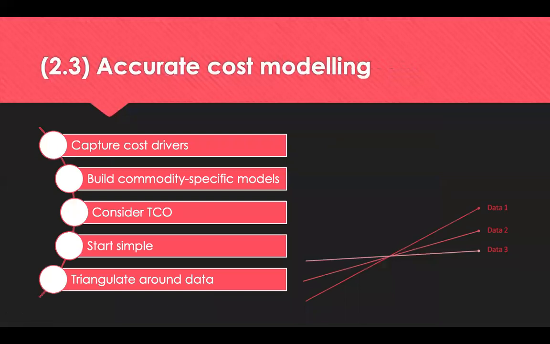Accurate cost modelling can be achieved through relationship management with internal stakeholders, and that can include users and finance. Cross-functional teams can benefit the modelling through cooperation and collaboration. But this cost modelling can be achieved by capturing and understanding the cost drivers, building specific models, considering the total cost of ownership, keeping the models simple to start with and then triangulating the data.